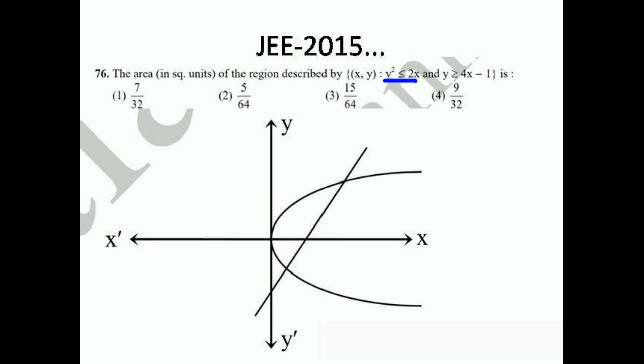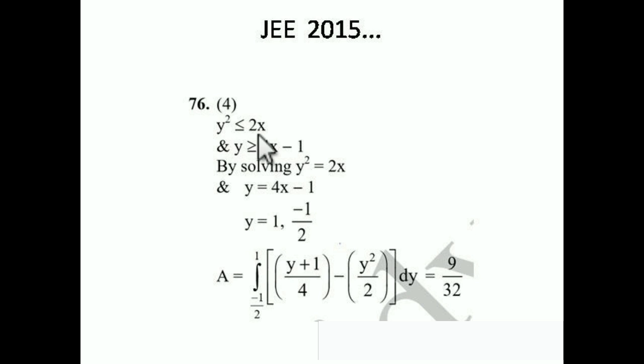Simple. How? We have y square equal to 2x and y equal to 4x minus 1. By solving these, now you have to solve this. How are you going to solve this? Just simply put x equals y plus 1 by 4 here, and then you get a quadratic equation in y. I won't solve that equation, because I want you to do that on your own. You will get the answers 1 and minus 1 by 2.